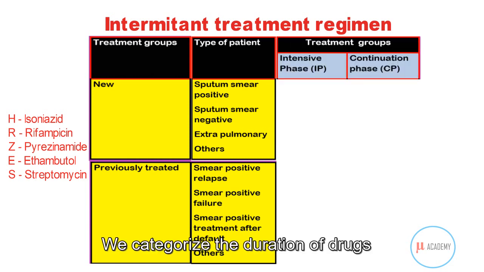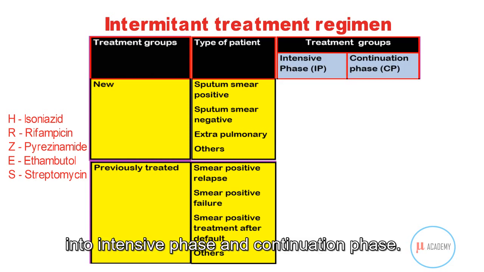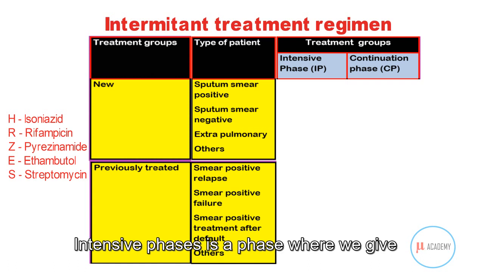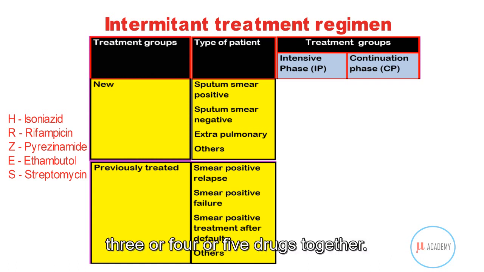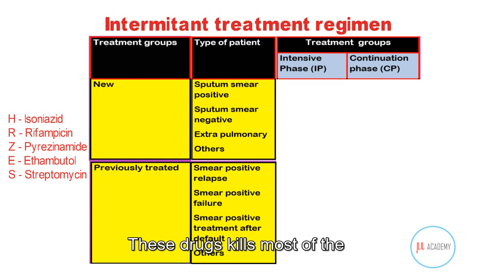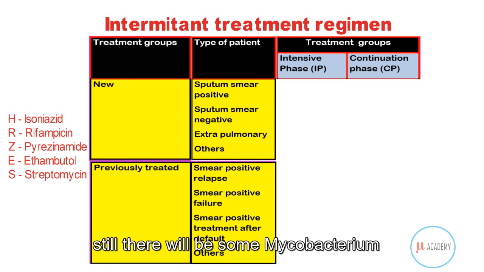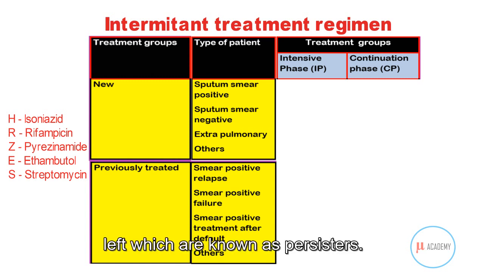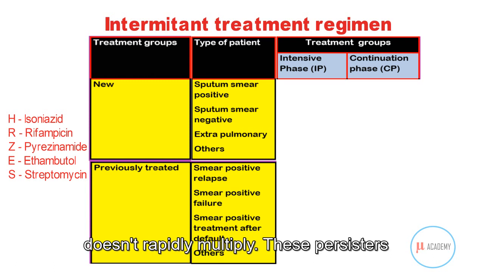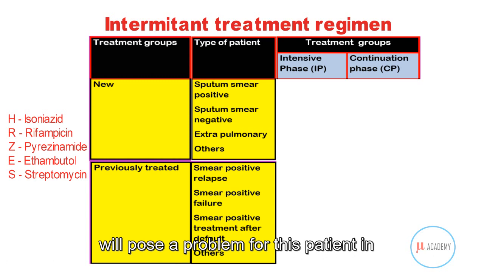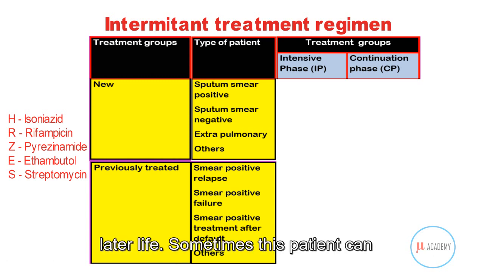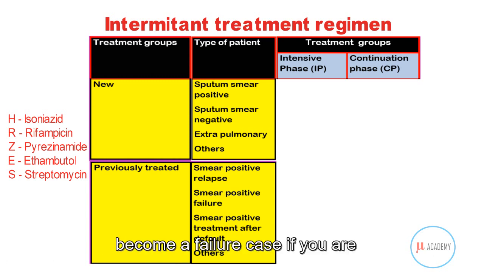We categorize the duration of drugs into intensive phase and continuation phase. Intensive phase is a phase where we give 3 or 4 or 5 drugs together, and these drugs kill most of the mycobacterium in the person's body. But still there will be some mycobacterium left, known as persisters. These are dormant mycobacterium which don't rapidly multiply. These persisters will pose a problem for this patient in later life. Sometimes this patient can become a failure case if you are not taking care of these persisters.